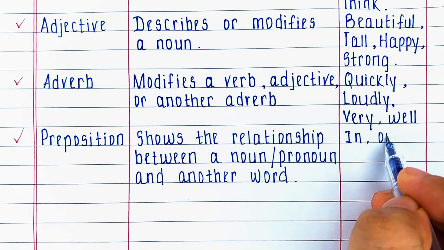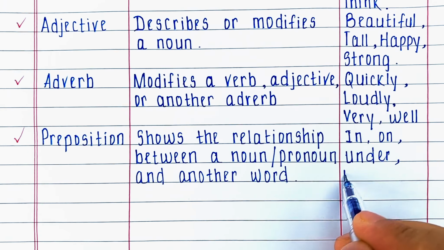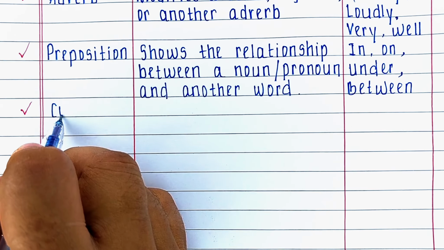Let us take an example of a sentence. The book is on the table. Here, on is the preposition that is showing the relationship between the book and the table.